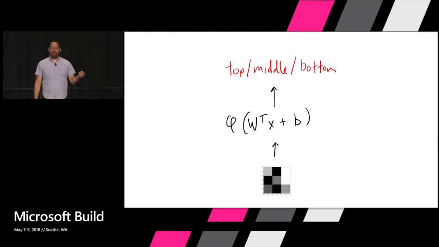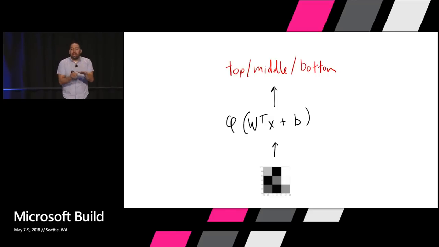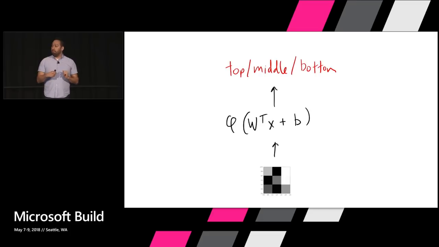So now we have another little machine, right? Where we get W transpose X plus B, and this time there's a B for each machine, so it's a vector that we save. And so now this machine will look at all 9 pixels and be able to predict top, middle, or bottom. Do you see that? Pretty cool.